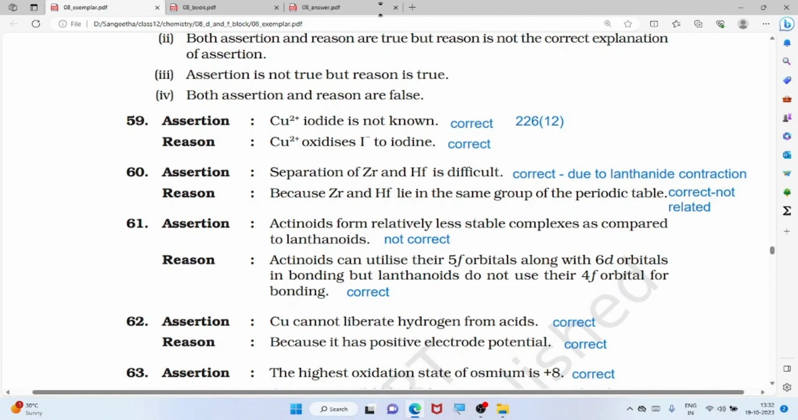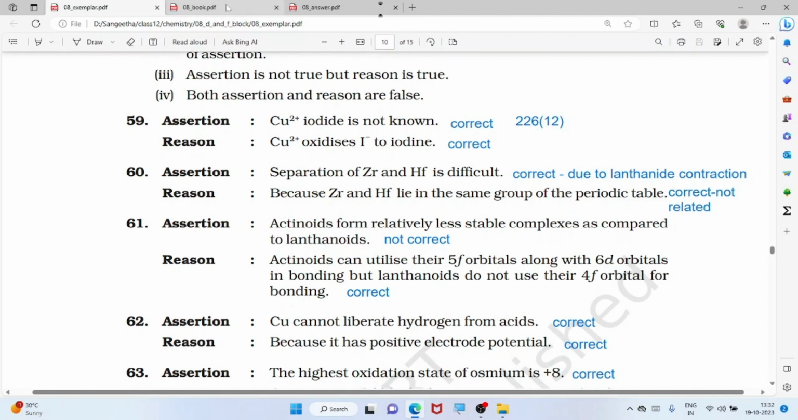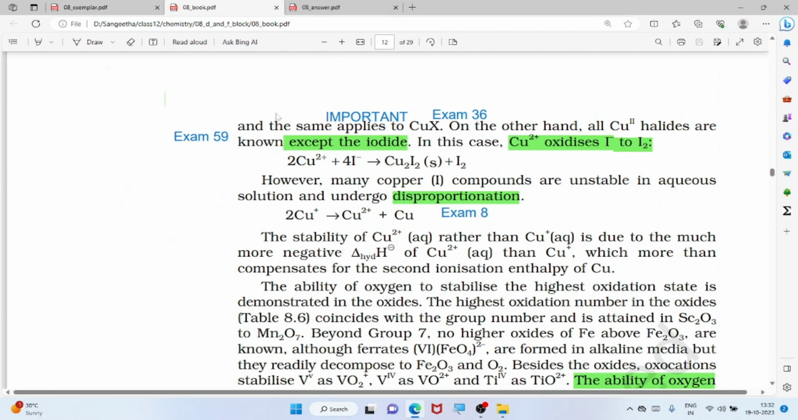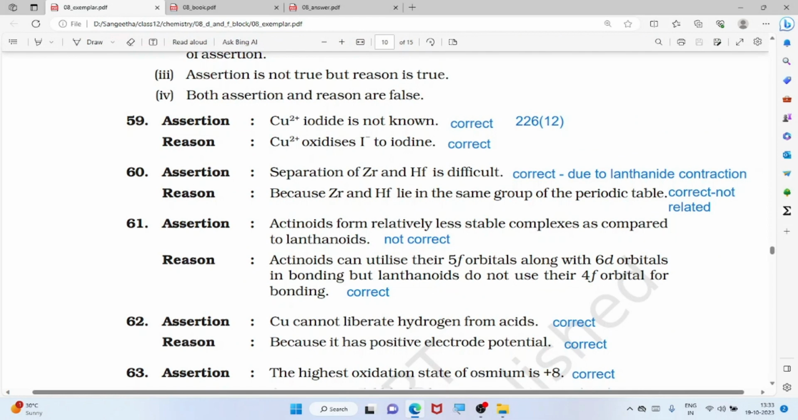This is correct. The iodide is not known. Okay, this iodide is not known. 12. Okay, here this iodide is not known. Except iodide, copper iodide is not known. Okay, because Cu2+ oxidizes the iodide ion, oxidizes this to iodine. Okay, this is correct.